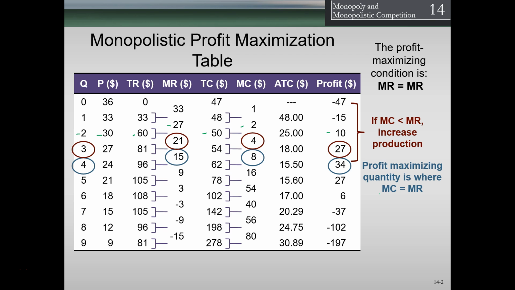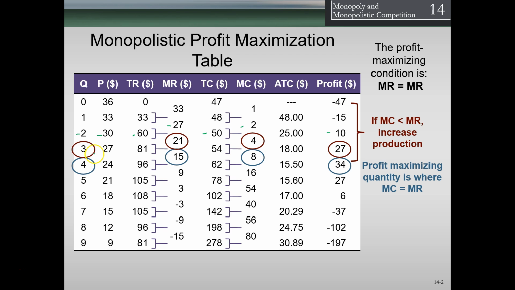So that means that we're always going to make the decision on the margin. If the next unit of production is going to produce more revenue than cost, then we're going to keep producing. At that point in time where the cost is greater than the revenue, we will stop producing, meaning that we maximize production where marginal revenue equals marginal cost, or where marginal cost equals marginal revenue.